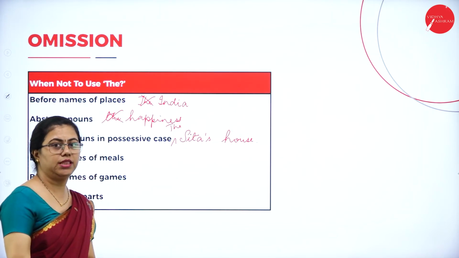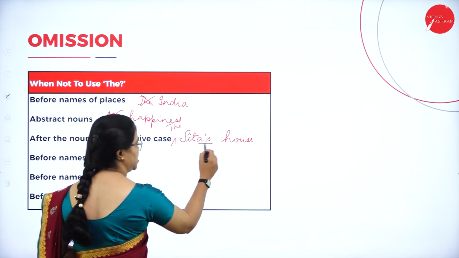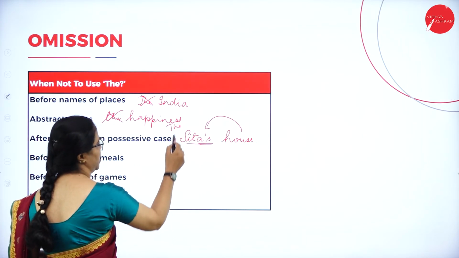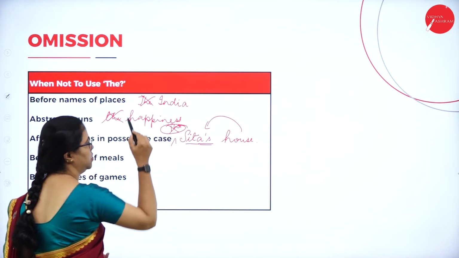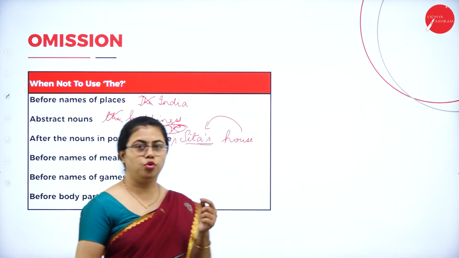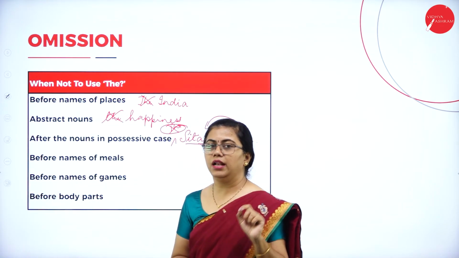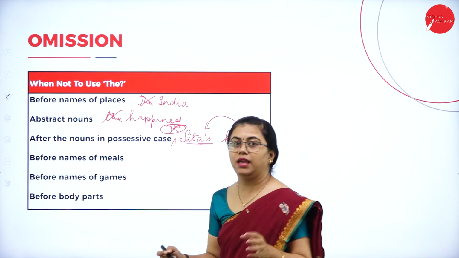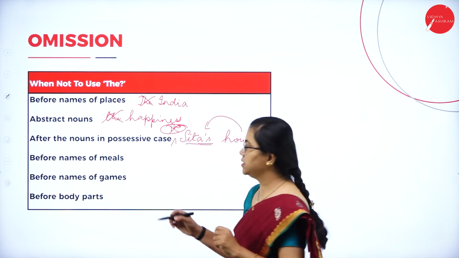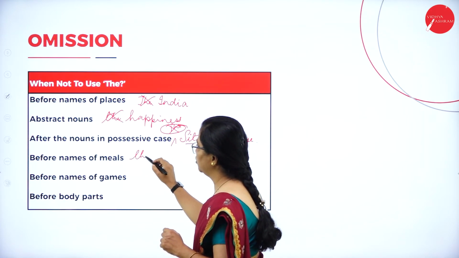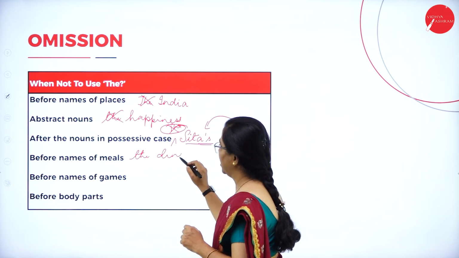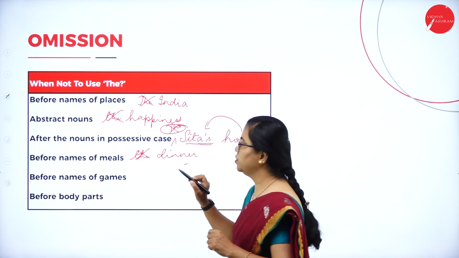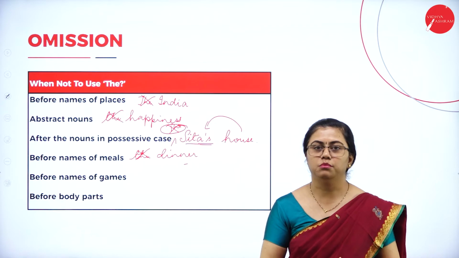You don't use the here. I went to the Sita's house. No, this is possessive case. This house belongs to Sita, which means Sita is in possessive case. You don't use the over here. So you don't use the definite article when you're using a possessive case noun. Then before names of meals, meaning dinner, breakfast, you don't say the dinner. I'm having the dinner. No, it is wrong. So you should not use the with any meals.